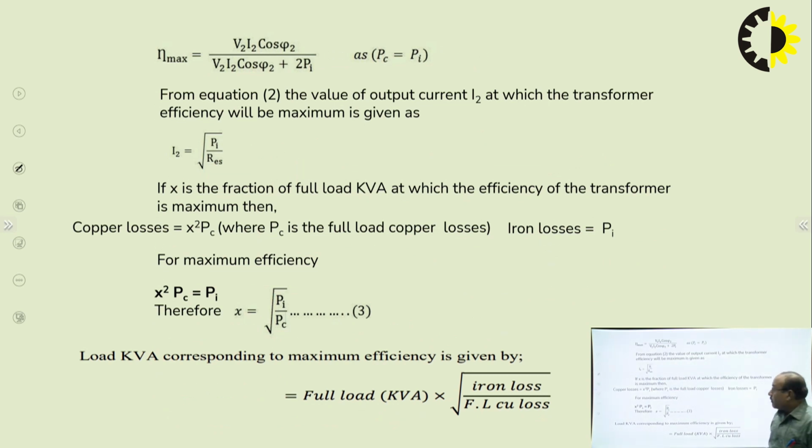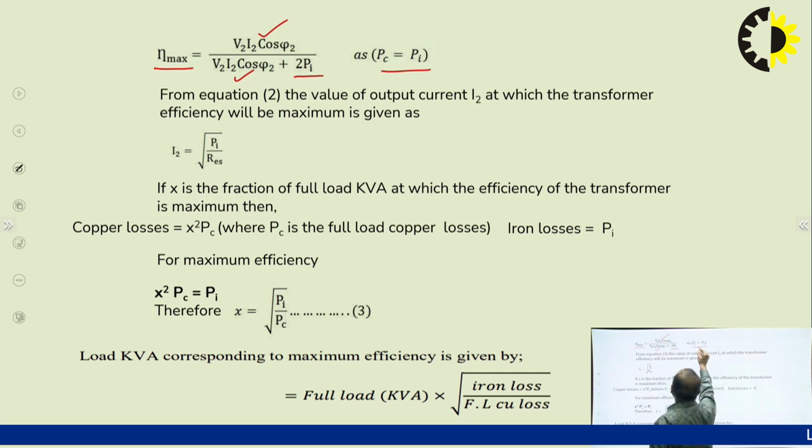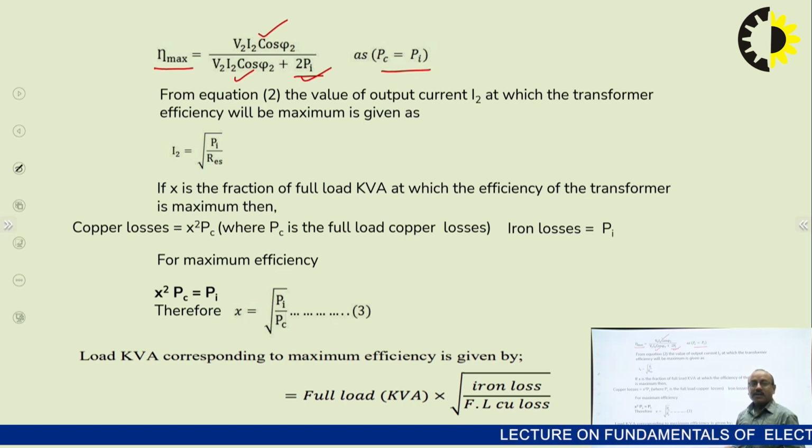Further, the value of maximum efficiency can also be calculated. Eta max, the maximum efficiency, will be V2I2 cos phi 2, which is the output power, upon V2I2 cos phi 2 plus 2 into Pi, that means double the iron losses or core losses. The reason being, as already discussed, for maximum efficiency, copper losses equal core losses. So for the maximum efficiency condition, we put copper losses equal to core losses. That's why we can write double the core losses or iron losses, since iron losses remain constant whatever variation in the load is made.